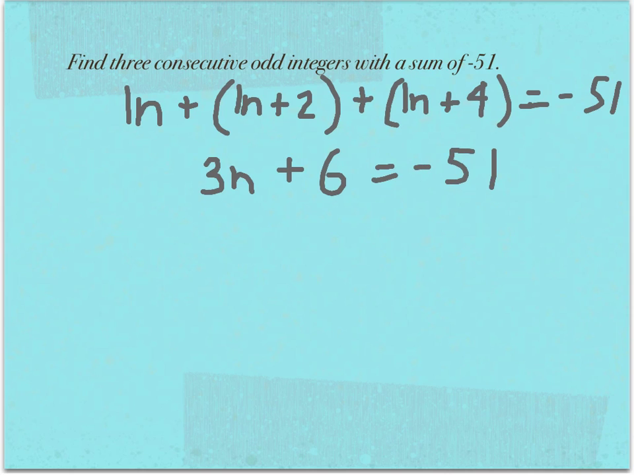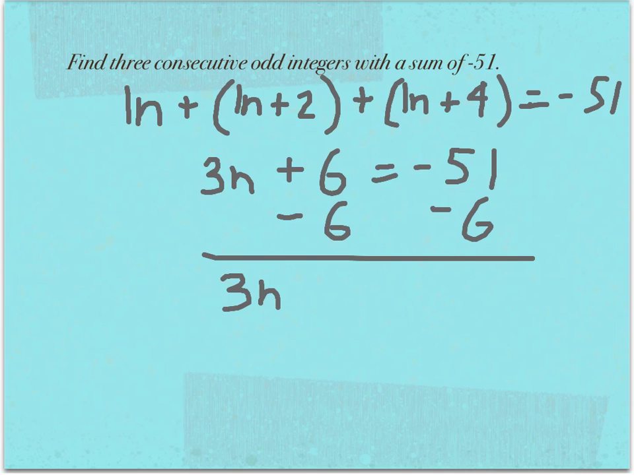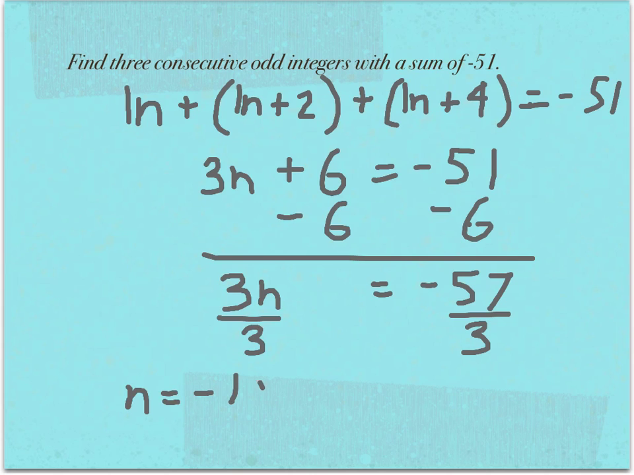Typical multi-step one. My next step would be to subtract 6 from each side like this. So I'll get that 3n equals negative 51 minus 6 is negative 57. To solve this, then I'll divide by 3. This does work out pretty well. So n ends up to be negative 19.